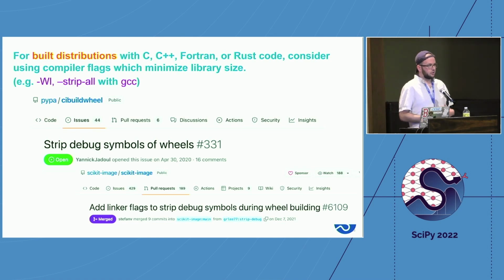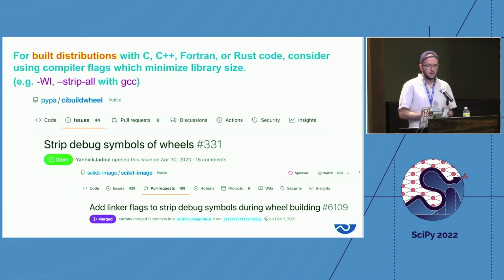For built distributions, so if you're shipping distributions that involve C, C++, Fortran, Rust, or other compiled code, there are, for a wide range of compilers and a wide range of languages, compiler flags that explicitly allow you to optimize for a smaller built library size. Now, some of those have trade-offs between, say, runtime performance and library size, but others I think you can pretty confidently, unambiguously use for Python distributions.